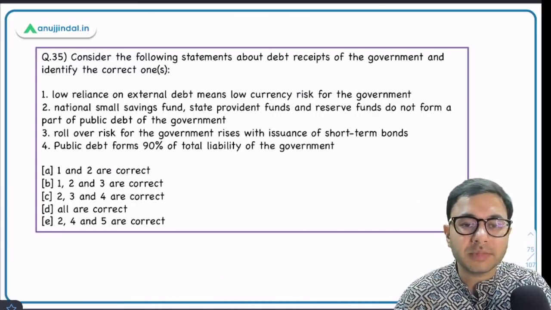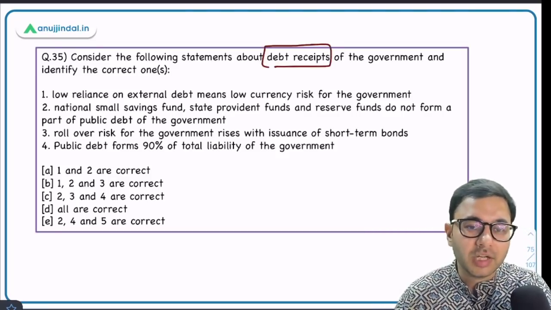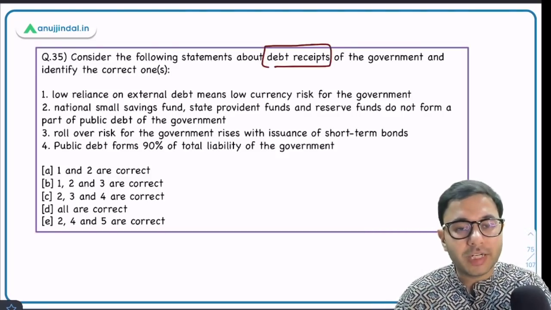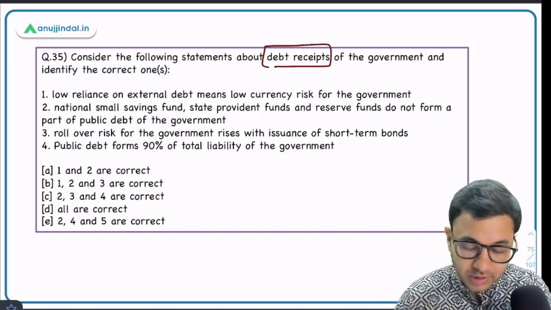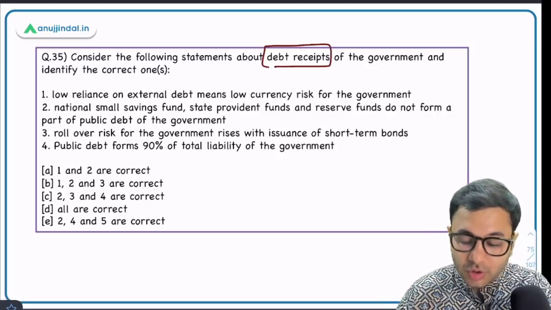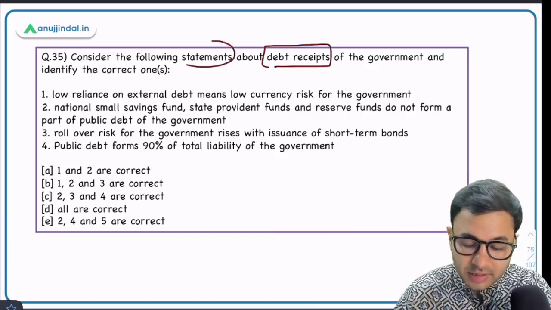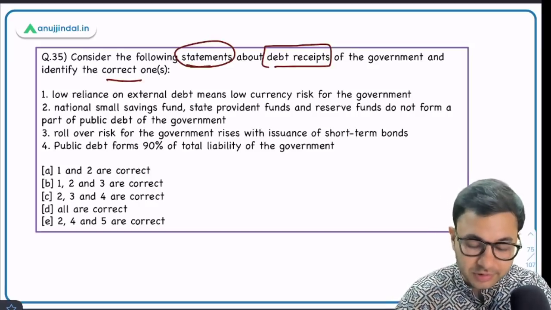Question 35: Consider the following statements about debt receipts of the government and identify the correct ones. In the previous one we had to identify non-debt and non-tax, now here they have asked which are debt receipts. Low reliance on external debt means low currency risk for the government, a different question. Here, statements are given regarding debt receipts, and then we have to identify the correct statements regarding debt receipts.